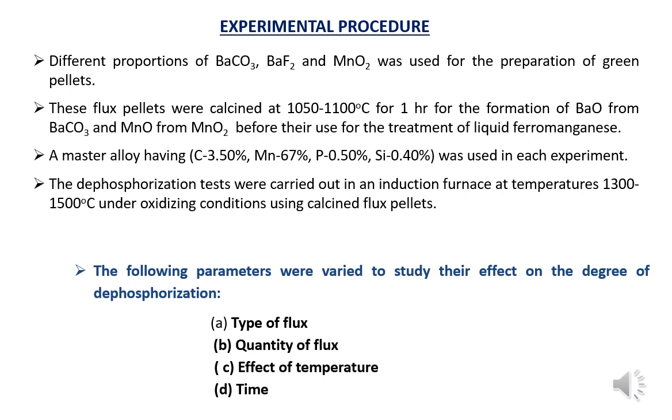Experimental procedure. The dephosphorization tests were carried out in a medium frequency induction furnace at moderate temperature under oxidizing condition. Different proportions of barium carbonate, barium fluoride and manganese oxide were selected for the preparation of green pellets, which were calcined at 1050 to 1100 degrees centigrade for 1 hour, and a master alloy of homogeneous composition was prepared for use in each test. The following parameters were studied: types of flux, quantity of flux, effect of temperature and time.